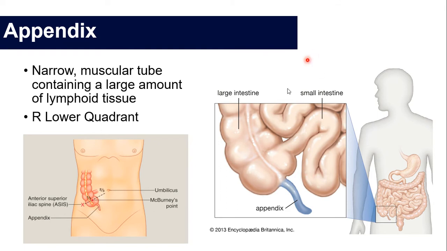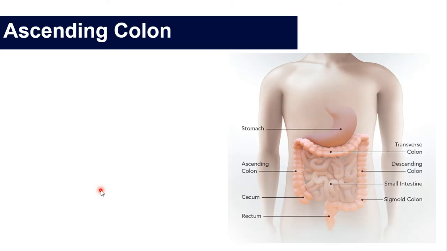As we can see in this image below, this is your McBurney's point. For example, in patients with appendicitis or inflammation of the appendix, this area will elicit tenderness upon release of the palpation. Again, your appendix can be found at the right lower quadrant of the abdomen.